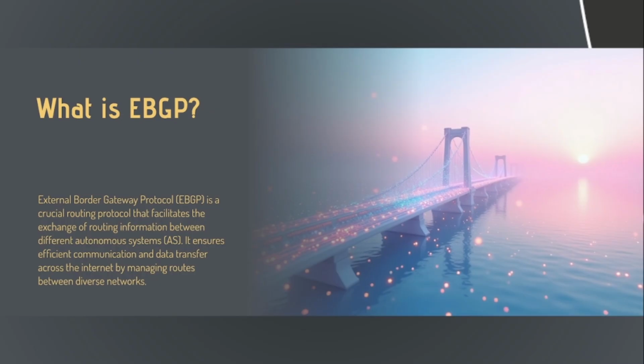Now, what is EBGP? External BGP is a crucial routing protocol that facilitates the exchange of routing information between different ASes, like I was talking about. If two companies are there, company A has one AS, company B has another AS, and if you merge them, then it will be an EBGP configuration. It ensures efficient communication and data transfer across the internet by merging two networks or two ASes.